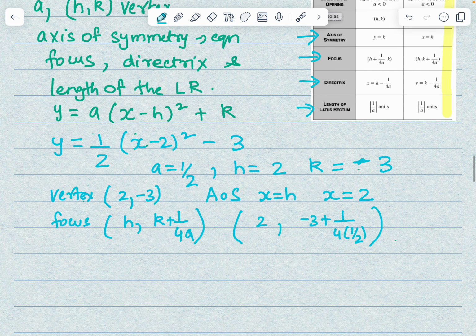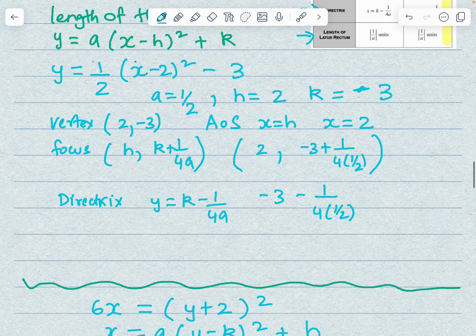So you just do the math here and figure out what that point is. And then your directrix is y = k - 1/(4a), so that would be -3 - 4 times half. Again, figure out what that is, and whatever that is, y is equal to that.